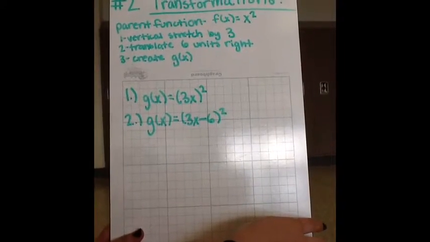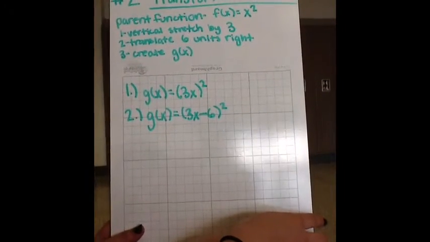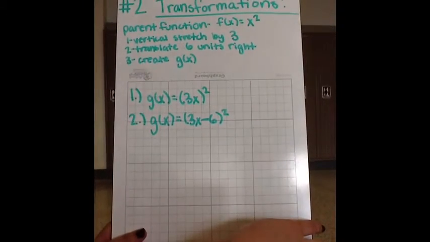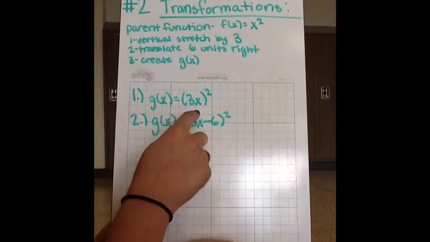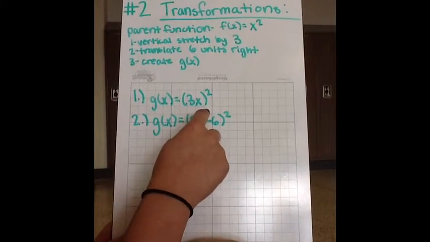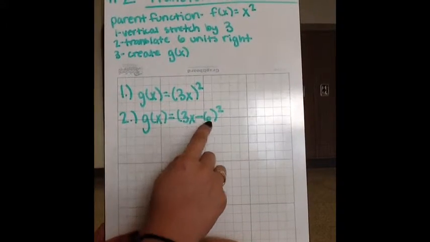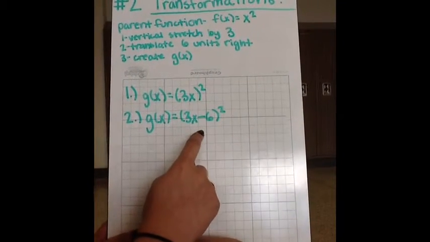Number 2, transformations. So the parent function is f of x equals x squared. The first step is the vertical stretch by 3. So you add the 3 in the parentheses so that it's a vertical stretch. And then you translate it 6 units to the right, and since it's in the parentheses, you have to do the opposite sign to make it go the way that you really want it, and it creates g of x.